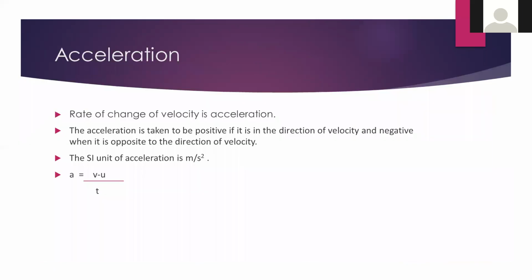Okay. Now acceleration. Acceleration is the rate of change of velocity. If the velocity is changing with time, then acceleration comes. Acceleration is taken to be positive if it is in the direction of velocity, and it will be negative if it is opposite to the direction of velocity. The SI unit of acceleration is meter per second square. Actually, the formula of acceleration is v minus u by t.